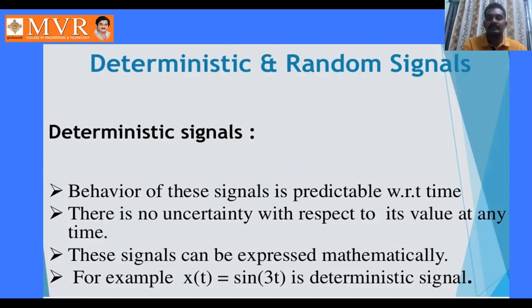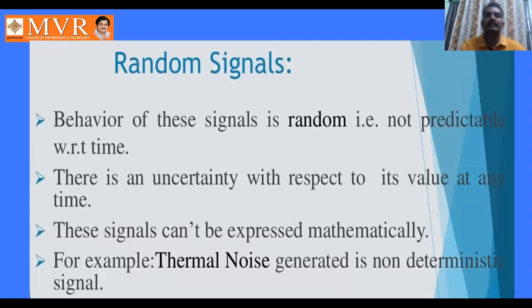It is a deterministic signal. Then coming to the random signals, there is no predictability in random signals. So the behavior of these signals is random, that is not predictable with respect to time. Similarly, there is an uncertainty with respect to its value at any time. These signals can't be expressed mathematically.